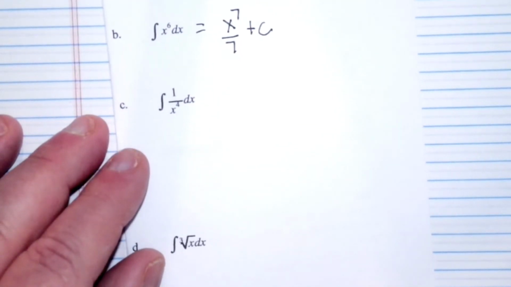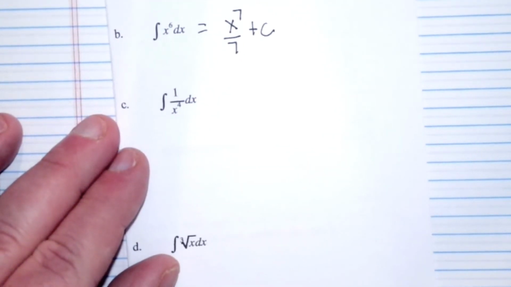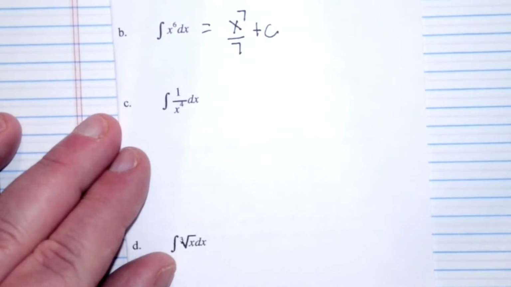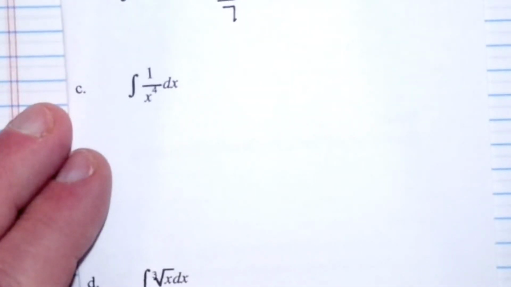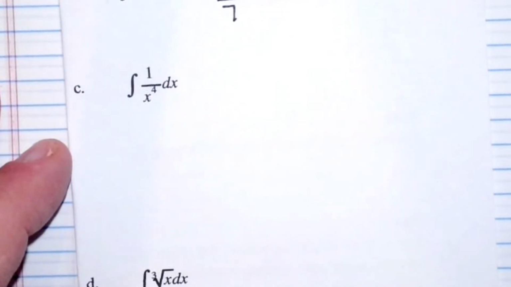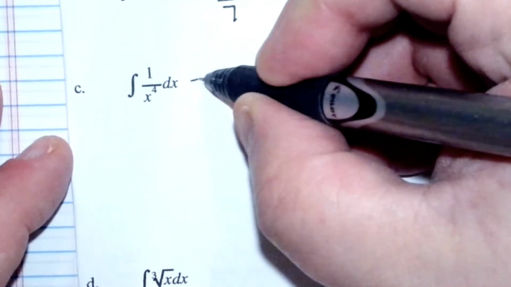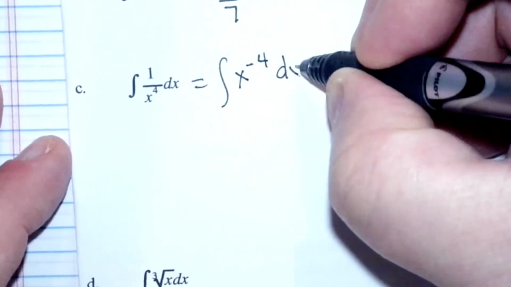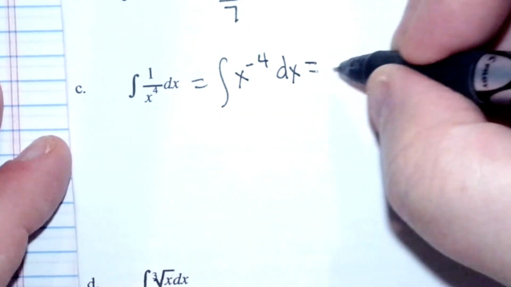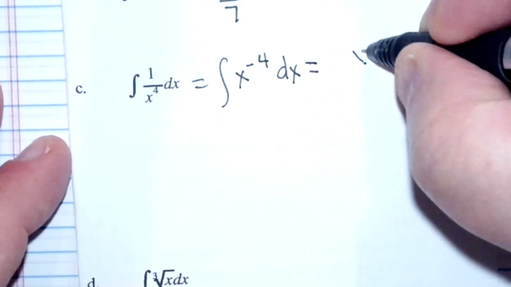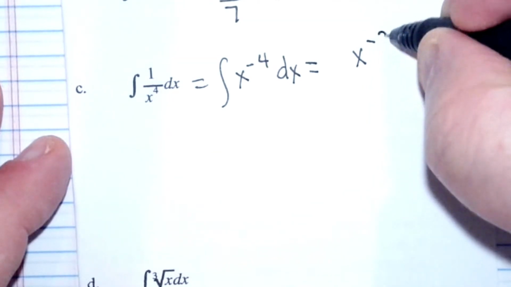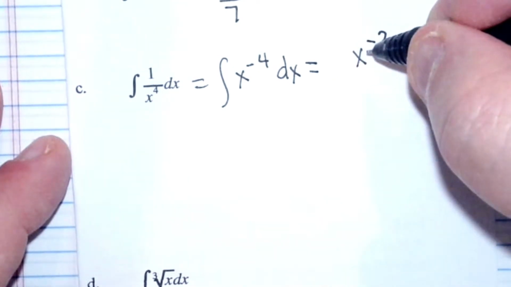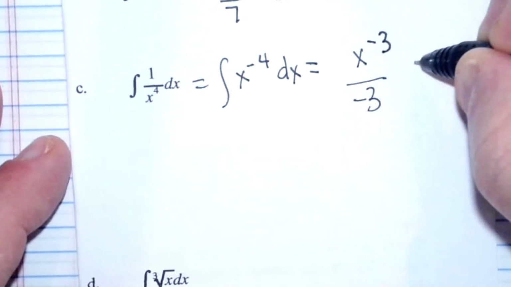And let's go on to part C. You've got the integral of 1 over x to the 4th dx. I'm going to zoom in so you can see it a little bit better. Well, think about what you do if you're going to integrate it. You would first rewrite this as x to the negative 4, and then the answer would be x to the negative 3, because you're adding 1. Negative 4 plus 1 is negative 3. Divide by negative 3 plus c.